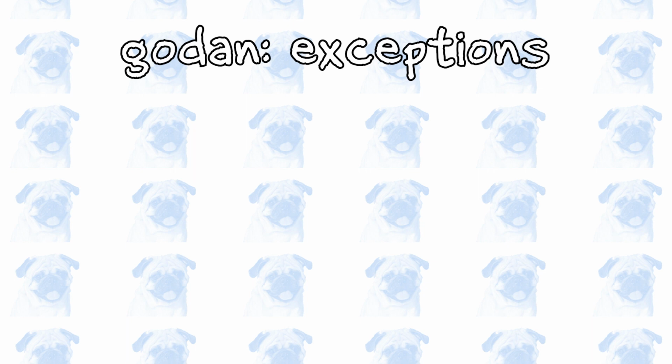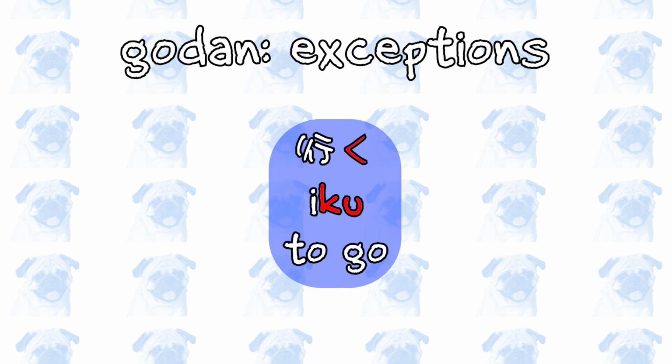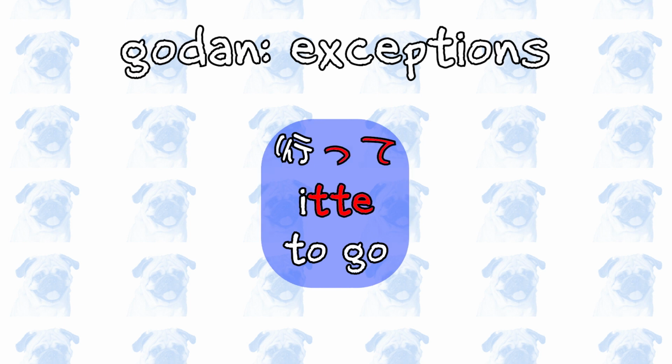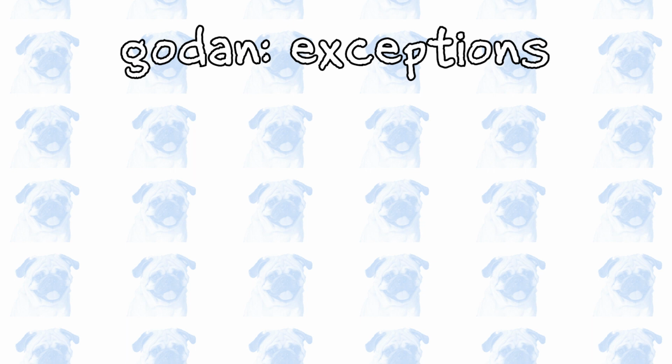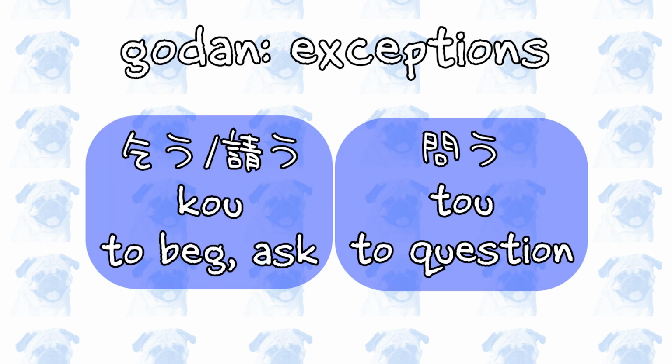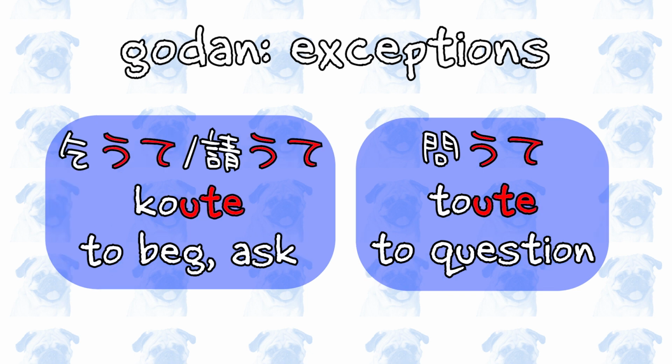First, even though the verb iku, to go, ends with ku, the te form of iku is itte, not ite. Itte. Iku, itte. Second and third, the Godan verbs ko, to beg, and to, to question, end in the mora u, but their te forms are created by simply adding te at the end, as in kote and tote. Ko, kote. To, tote.